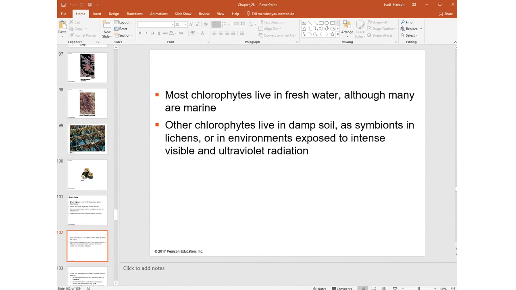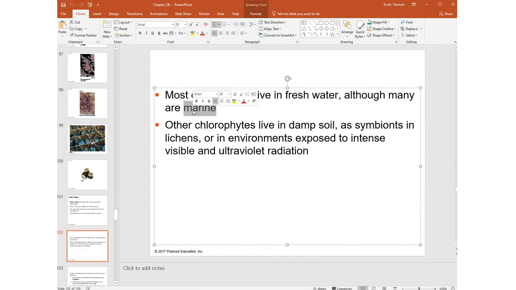Most chlorophytes live in freshwater, although a good number of species live in marine habitats, that is saltwater. And other chlorophytes live in damp soil, and they live as symbionts, living together with other species, as symbionts in lichens or environments exposed to intense visible or ultraviolet light.